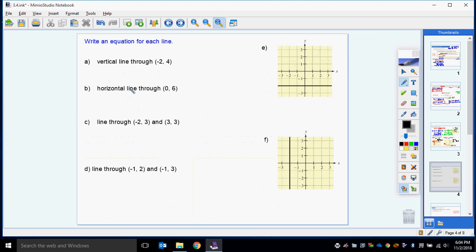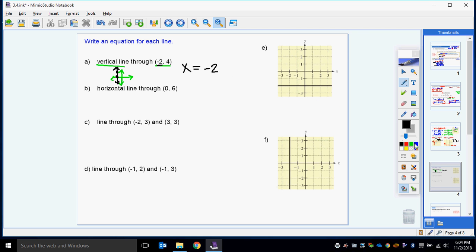Let's write an equation for each line. So here's a clue. It's a vertical line, and it goes through the point -2, 4. If you picture a little mini coordinate plane here, and it goes through the point -2, 4, that's somewhere up here, vertical line. Which axis is it crossing? It's crossing the x-axis. And where is it crossing the x? At -2. That's the equation of this vertical line.